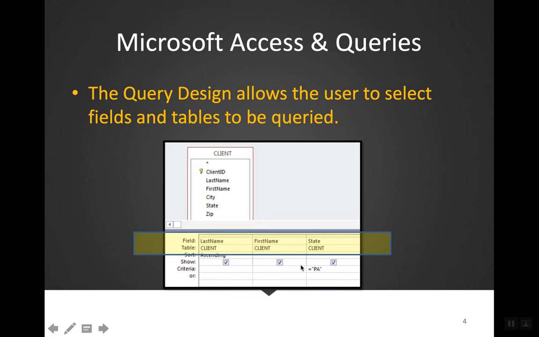If we qualify with the criteria, for example, an equal sign equals PA, it will only bring back those rows from the table that have a PA in the state field. So this criteria becomes very important, because the criteria is really the mechanism by which you can set the rules for identifying what you want to extract from the data.